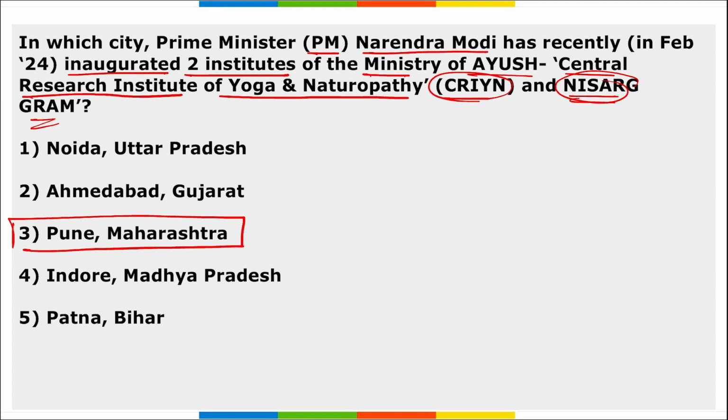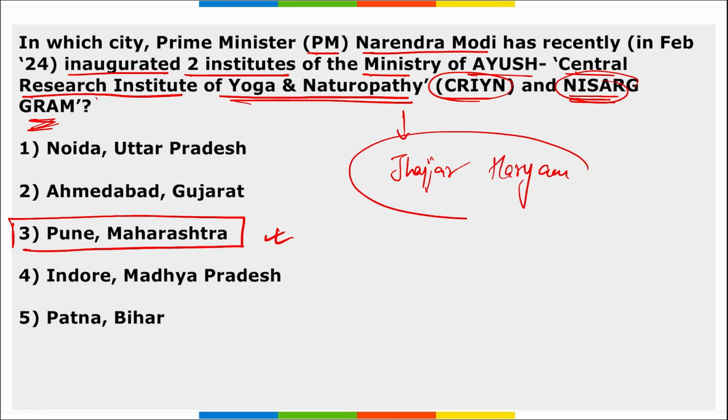Take a note of this, right? They are important and they are in Pune, Maharashtra. Just to make this more clear, remember friends, this Nisar Gram is in Pune, Maharashtra. But if I ask about this Central Research Institute of Yoga and Neuropathy, where this will be, this is in Jhajjar, Haryana. Right? So take a note of this. Nisar Gram is in Pune, Maharashtra, and this Central Research Institute of Yoga and Neuropathy is in Jhajjar, Haryana.